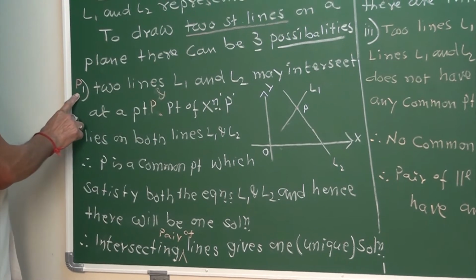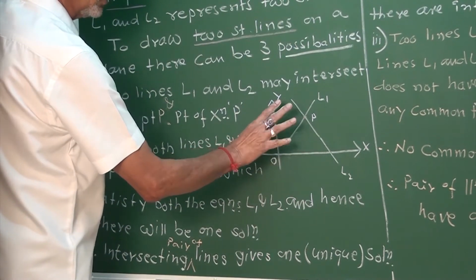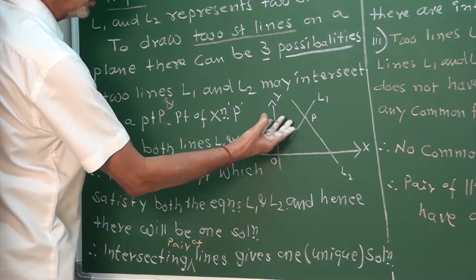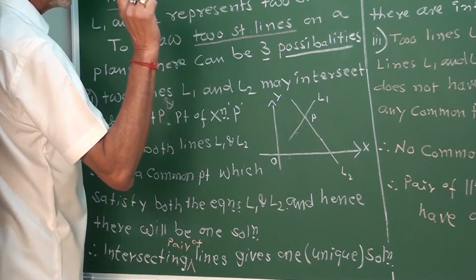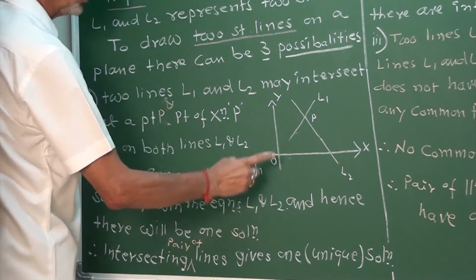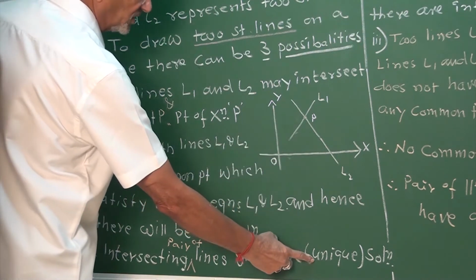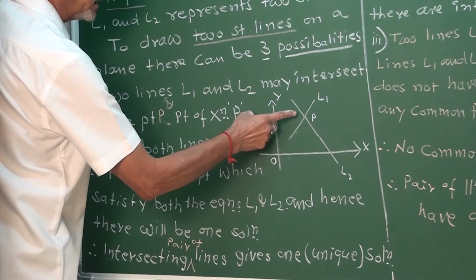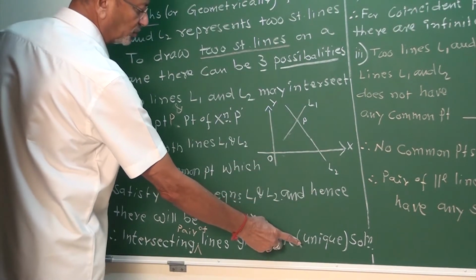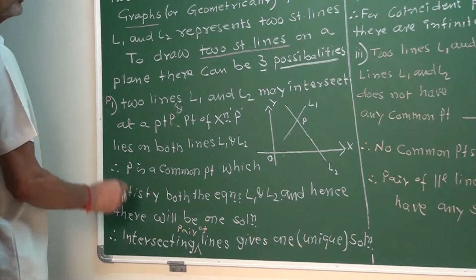See, what is possibility number 1? P1. The two lines L1, L2 may intersect at a point. Always they intersect at only one point. There is no second point of intersection. The point of intersection is always one. That one we call unique. Therefore, as there is a unique point of intersection, there exists a unique solution. So, an intersecting type of pair of linear equations always gives a unique solution. This is P1, possibility 1.